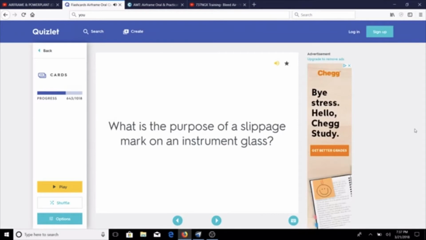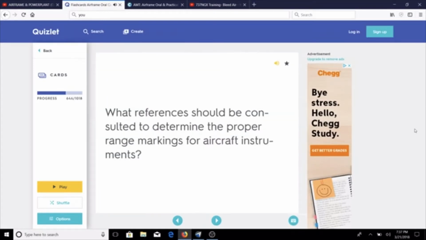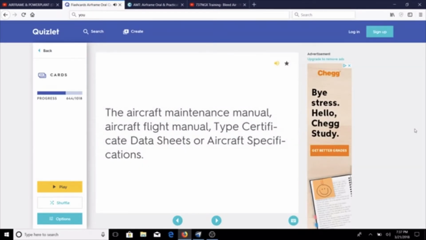What is the purpose of a slippage mark on an instrument glass? To indicate if the glass has moved, which could cause incorrect range markings on an instrument that has range markings painted on the glass. What references should be consulted to determine the proper range markings for aircraft instruments? The Aircraft Maintenance Manual, Aircraft Flight Manual, Type Certificate Data Sheets or Aircraft Specifications.